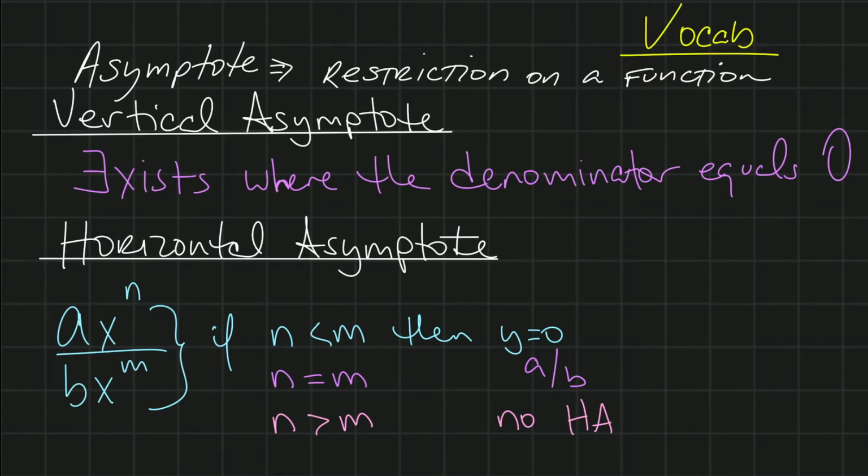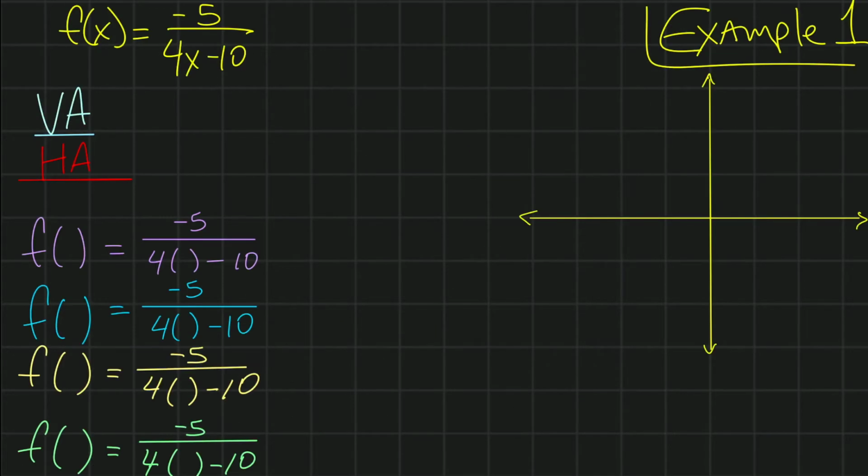If we have ax^n divided by bx^m, if the degree of your numerator is less than the degree of your denominator, then your asymptote is going to be at y equals 0. If your degrees are the same, then you look to the coefficients and you just take a divided by b. And if the degree of the numerator is greater than the degree of the denominator, then there is no horizontal asymptote. Okay, so here's our first example.